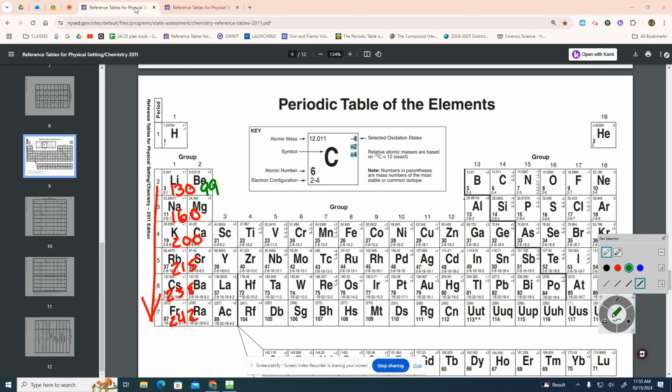Okay. And boron? 84. And carbon? 75. And nitrogen? 71. And oxygen? 64. And fluorine? 60. Okay. What happened to the radius as I went across a period? It decreased. All right. Now, I want you to think about why it decreased.